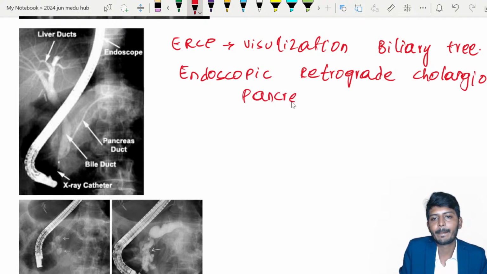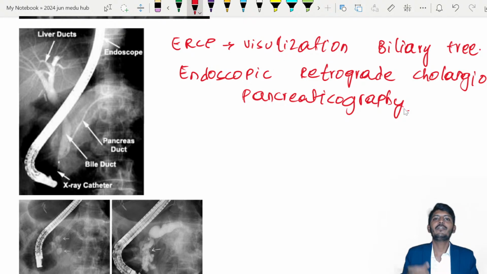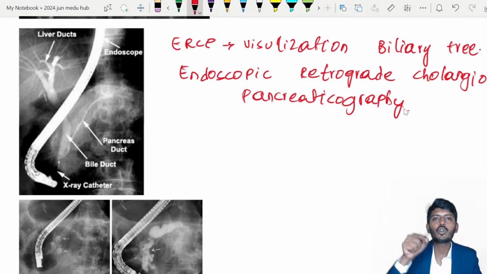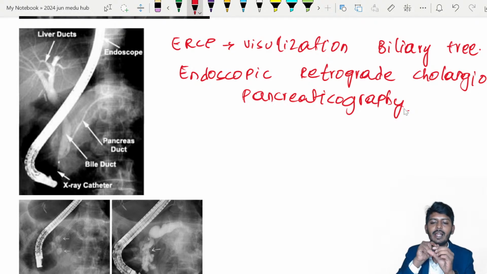Cholangiopancreatography. Okay, so what is this ERCP? What we are going to do is take one endoscope. A special endoscope is used, because normally an endoscope will have a camera at the tip, but the ERCP endoscope will have a camera on the tip and also on the side.